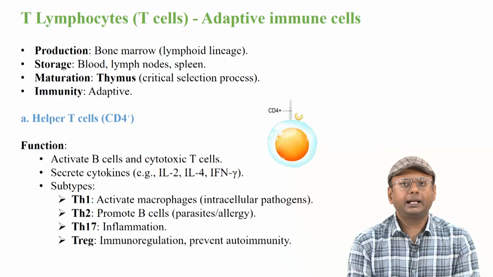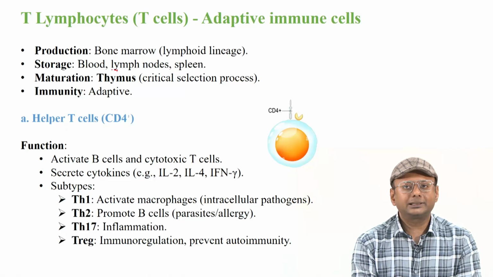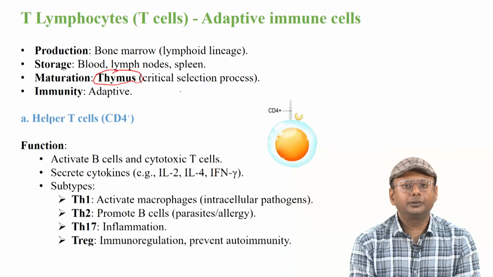Now, let us see the different types of T lymphocytes or T cells. These are part of the adaptive immune cells, and T cells are generally produced in bone marrow. They can be stored in blood and lymph nodes, but very importantly, in the bone marrow where the T cell is produced, it does not get matured. Where does it get matured? It gets matured in the thymus. So the thymus is very important to remember, because the thymus is also an endocrine gland. Along with that, T cell maturation happens in the thymus.